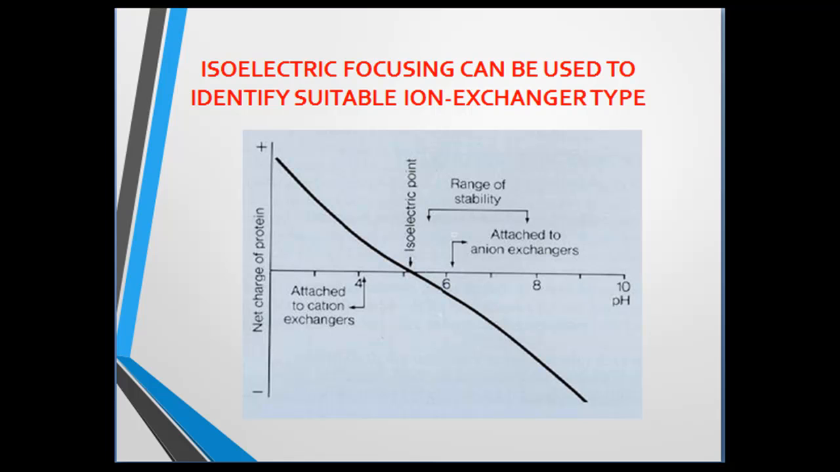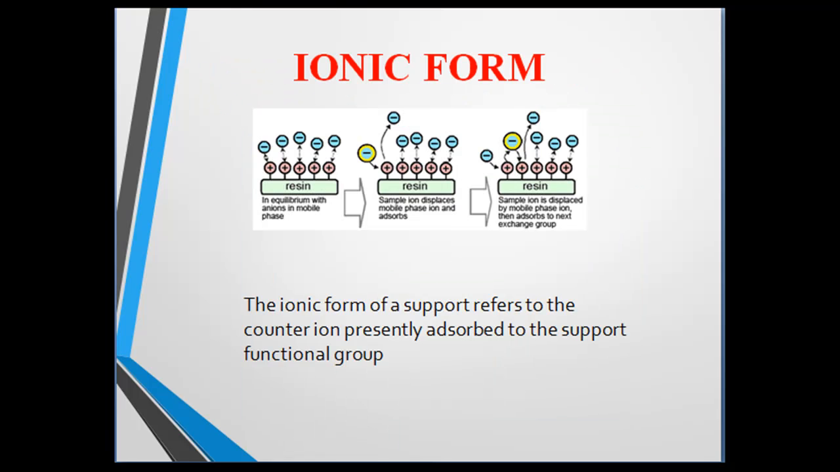We'll discuss ionic form. Most ion exchanger media are available in several ionic forms and may be converted from one form to another. The ionic form of a support refers to the counter ions presently adsorbed to the support functional group. Counter ions will exhibit specific selectivity for each support. The lower the selectivity of a counter ion towards the support, the more readily it is exchanged for another ion of like charge.